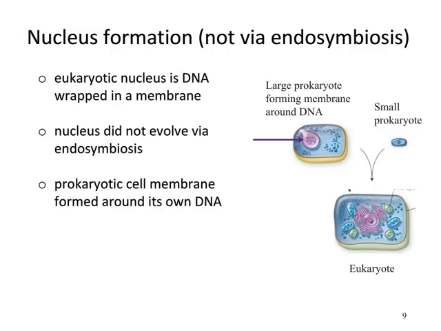And what happened was a large prokaryotic cell formed a membrane using its own cytoplasmic membrane around its own DNA. So it was a prokaryotic cell membrane that formed around its own DNA to make the original or the precursor to the nucleus.